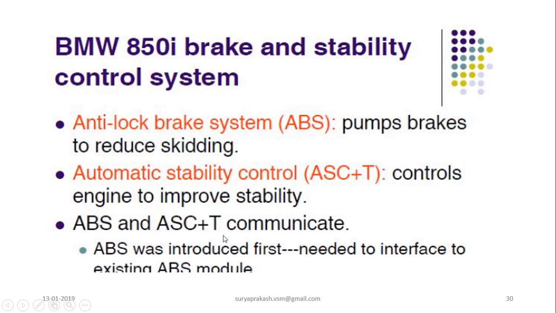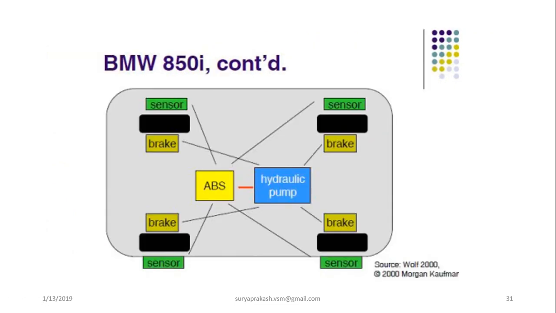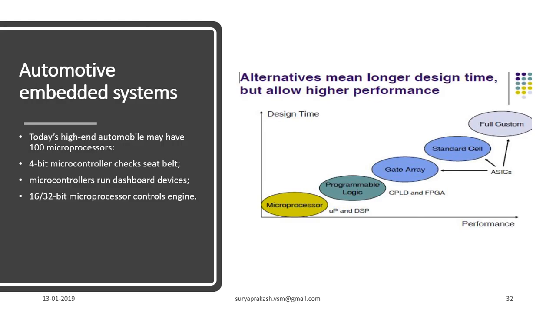The ABS and the ASC plus T communicate. The ASC was first needed to interface with the existing ABS module. And this is how the sensors for each wheel are connected. This is the front wheel and these are the back two wheels, the sensors and the brake, and along with that the ABS, where everything is controlled by the central ABS control unit, which has a hydraulic pump to control all the brakes to avoid skidding when a sudden emergency arises.